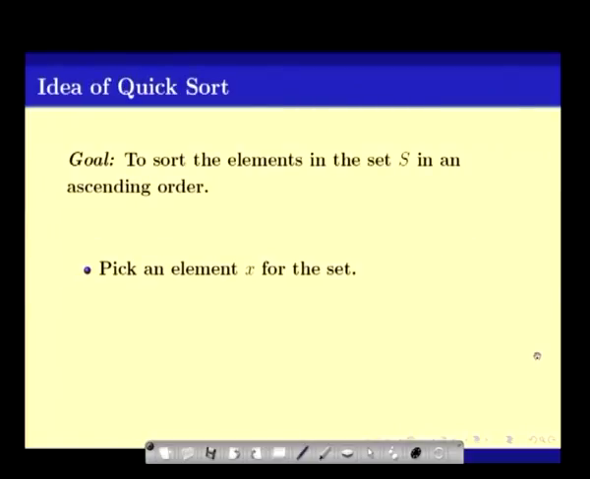and the answer was yes, in some sense, in some direction, and let us quickly see what our idea was. The idea was this quick sort algorithm.